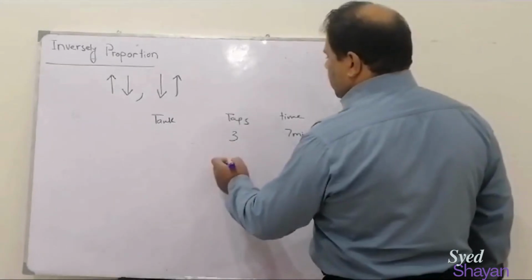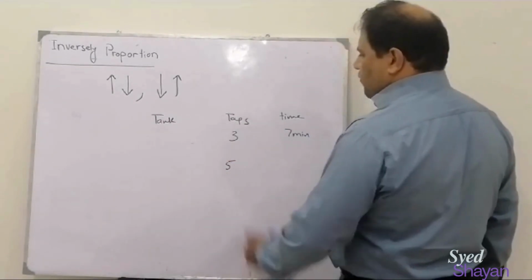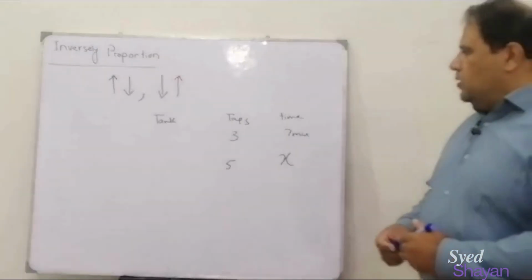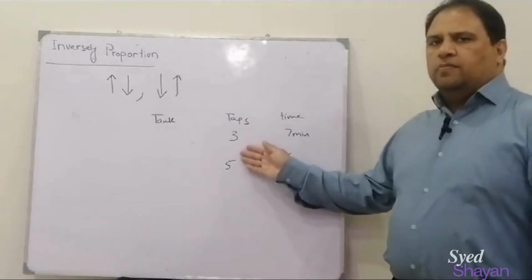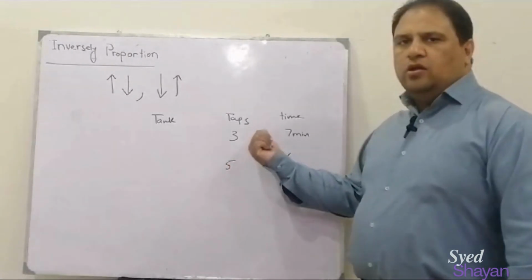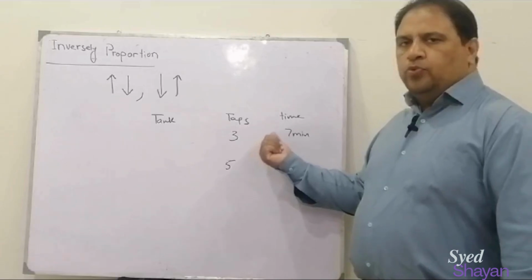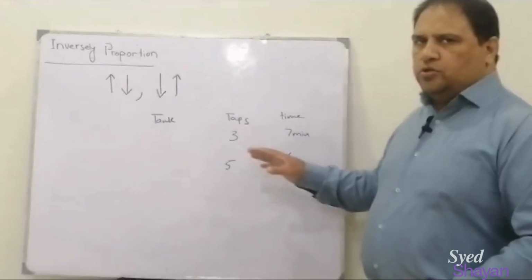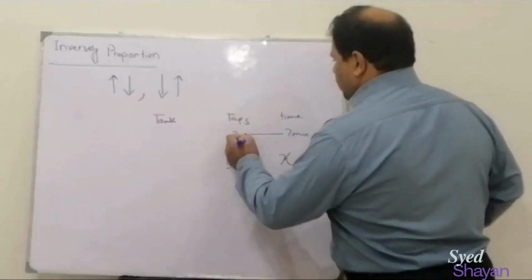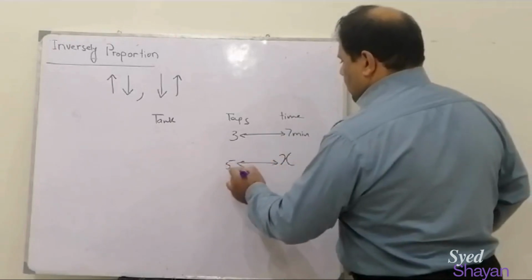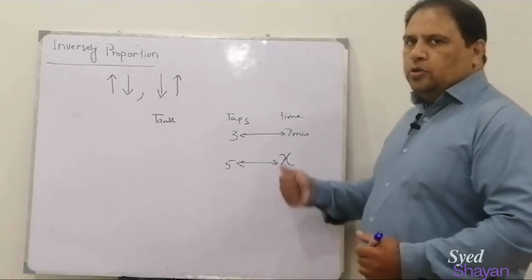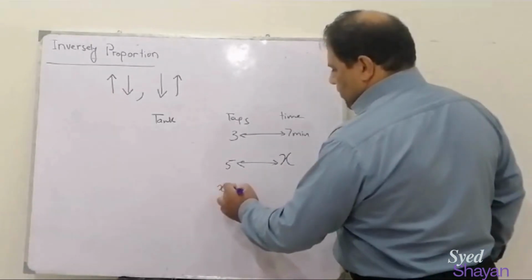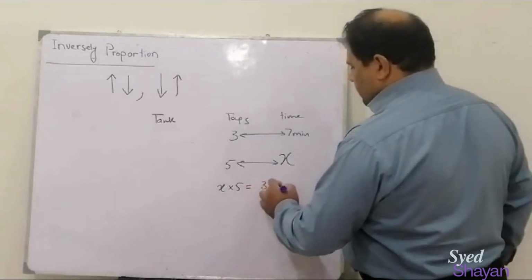So if we increase the number of taps to 5, then how long will it take? Now if you see, if we are increasing the number of taps, it means it will take less time to fill the tank. So for such reason, when we are solving sums related to inversely proportional, we multiply them directly. Unlike directly proportional, we multiply the values in a horizontal form. So this is x multiplied by 5 and this is 3 multiplied by 7.